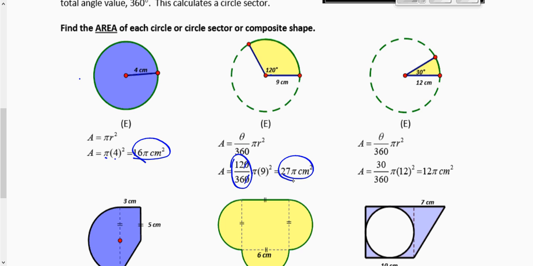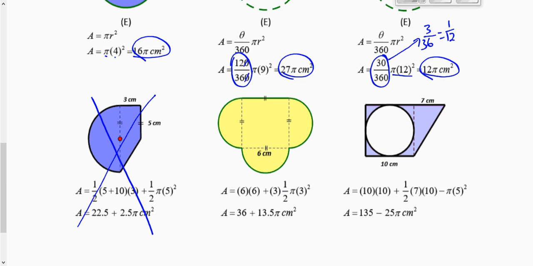In this last one, the angle for our sector is 30 degrees. So our fraction is 30 out of 360 times pi times 12 squared, okay? Well, 30 out of 360, we can simplify that pretty well, right? If we divide by 10, that's 3 out of 36. We can reduce that even more to 1/12, right? So that's 1/12 times 12 squared, right? So one of the 12s cancels, and we just get 12 pi square centimeters. Okay? This next one we're going to disregard. It's a little too obnoxious for me.